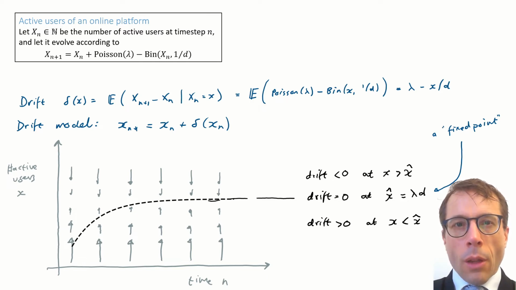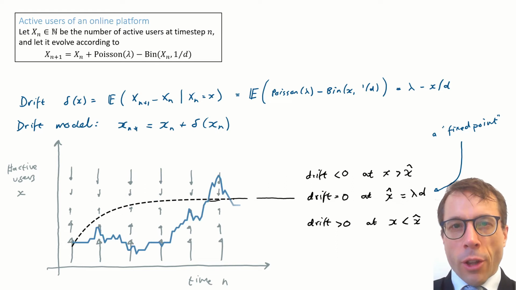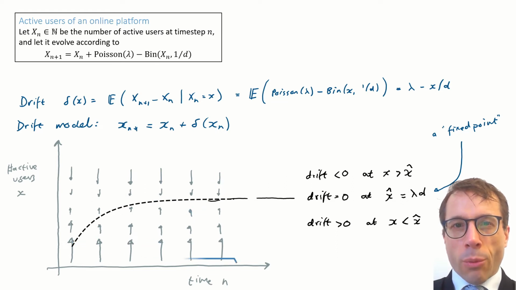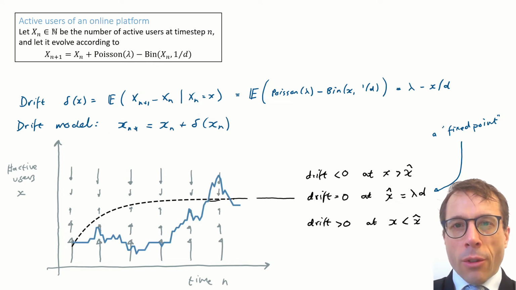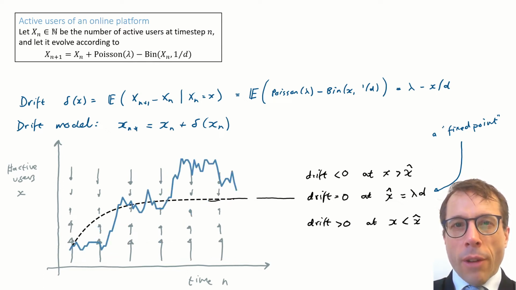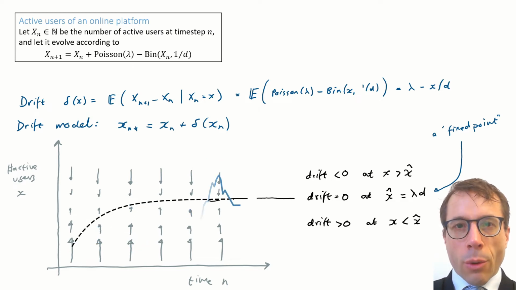So, what does all this have to do with the Markov chain? Well, when we run the Markov chain, it's going to follow the drift on average. If we're in a state where xn is small, for example, the drift is large positive, so we expect xn plus 1 to be much larger. So intuitively, these arrows and the fixed point give us a rough back of the envelope idea of how the Markov chain is likely to evolve.